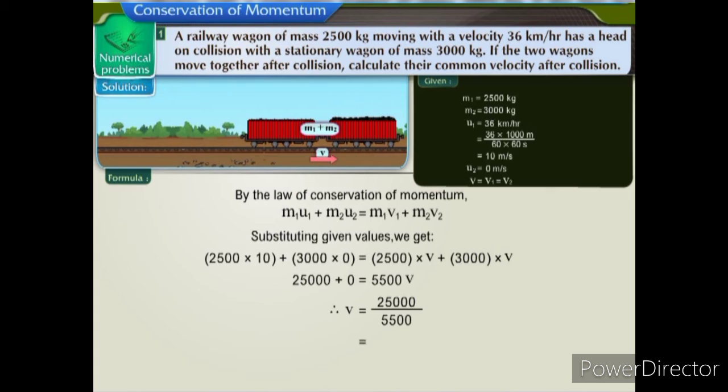Therefore, v is equal to 4.545 meter per second. Therefore, v, that is, the common velocity of the two wagons after collision, equals 4.545 meter per second.